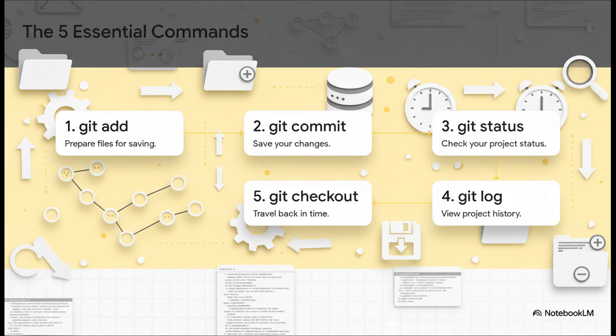Git add and git commit, that's how you take the snapshot. Git status and git log, that's how you see what you've done. And git checkout, well, that's your time machine. That's how you travel back. You don't need to be an expert. You just need these 5 keys.